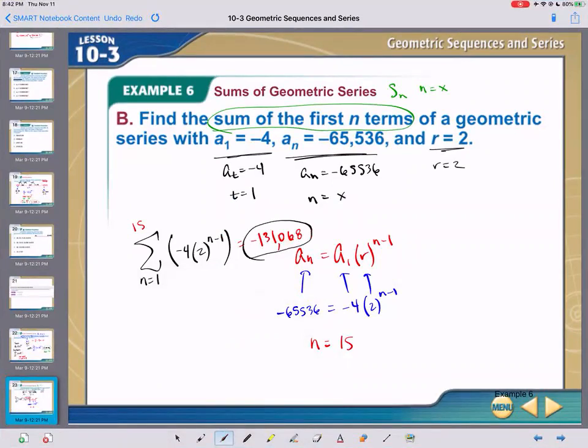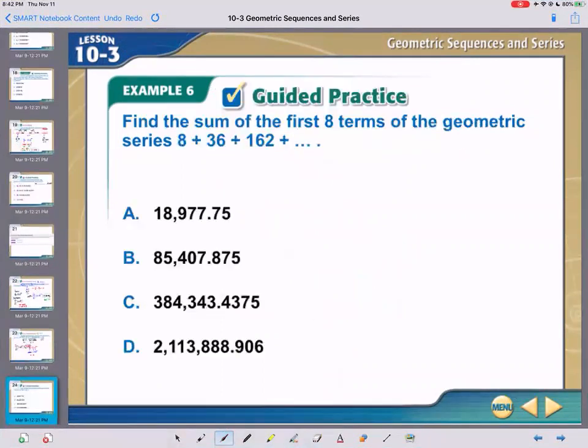Sorry about the calculator. I'll have that fixed for you, so when you try it, you won't have to worry about that error. All right, your turn. DOL number 6. Pause the video.